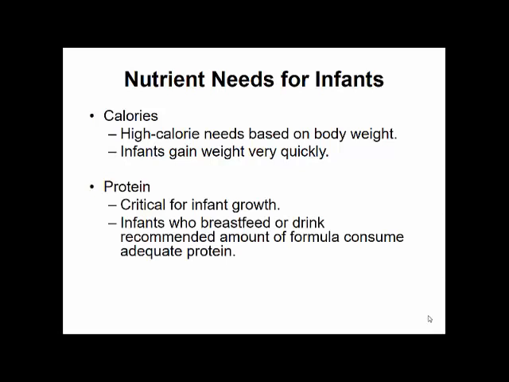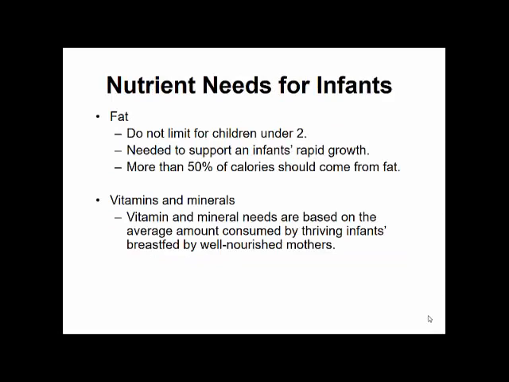Infants who breastfeed or drink the recommended amount of formula consume adequate protein. Nutrient needs for infants: fat. Do not limit for children under 2. Needed to support an infant's rapid growth. More than 50% of calories should come from fat.